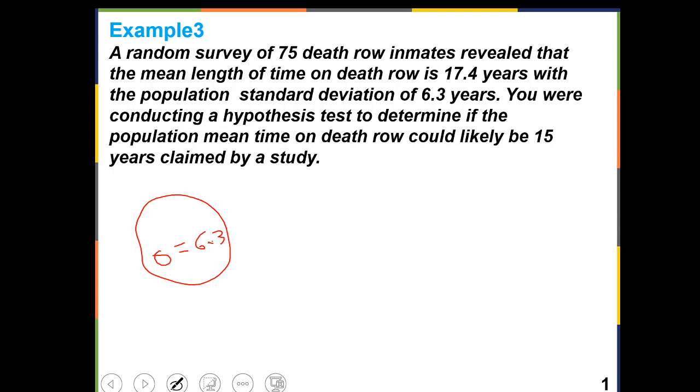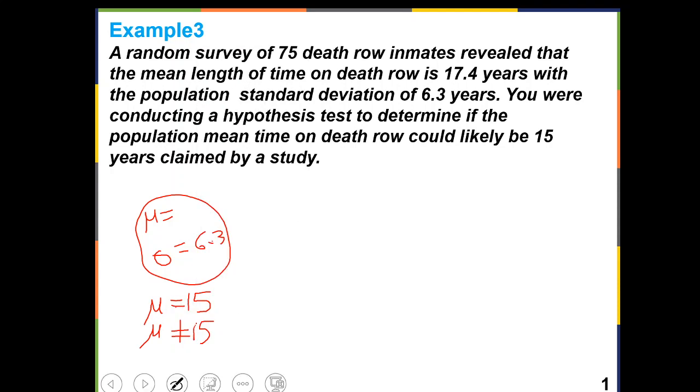All right. Now, you were conducting a hypothesis test to determine if the population mean time on death row could likely be 15 years claimed by a study. So there is a study, somebody has claimed that the mu of the population, which is of course unknown, they claim that that mu is 15. So we are going to do a counterclaim, which is basically a logical complement of that. So if that says mu is 15, we're going to say mu is not 15.